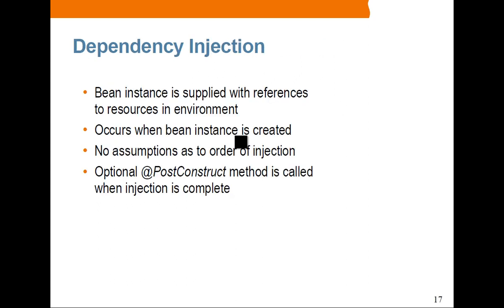All right. So for dependency injection, a bean instance is supplied with references to resources in its environment. This occurs when the bean instance is created, with no assumptions as to the order of injection. An optional post-construct method is called when injection is complete. So this is how things work. But if you don't understand what I'm talking about, don't worry about this. It's not that important.